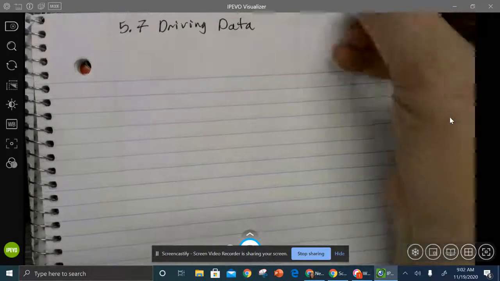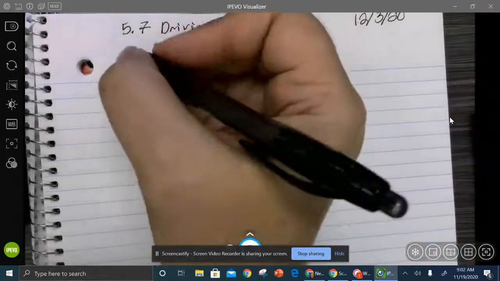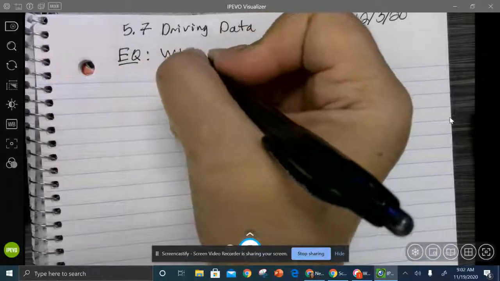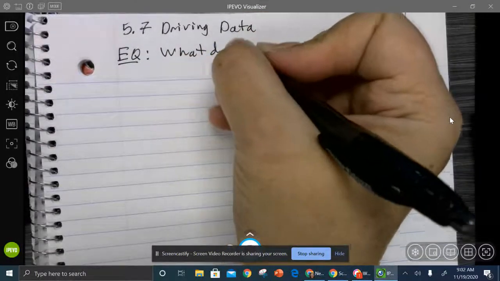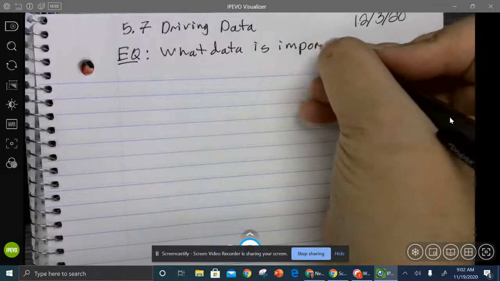Okay, so we're working on driving data. Today is the 3rd. Thinking about data for a car, what data is important to a driver?